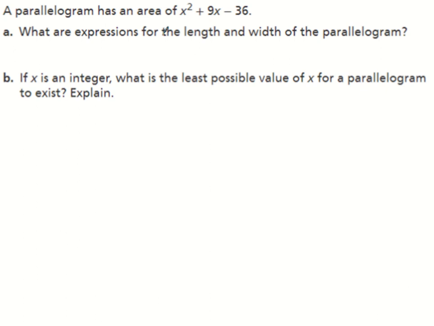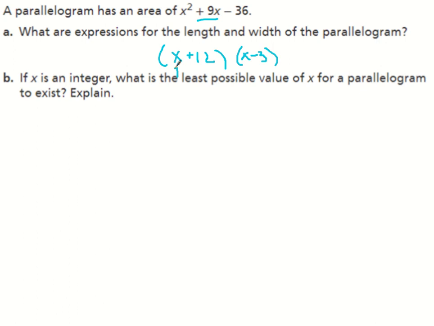Okay, so factoring this out, I should have factors of 36 that add up to 9. Well, that's going to be 12 and 3. And 12 has to be positive, and 3 has to be negative. The reason why is positive 12 and negative 3 make positive 9. So there's my factored form. Those are the length and the width.